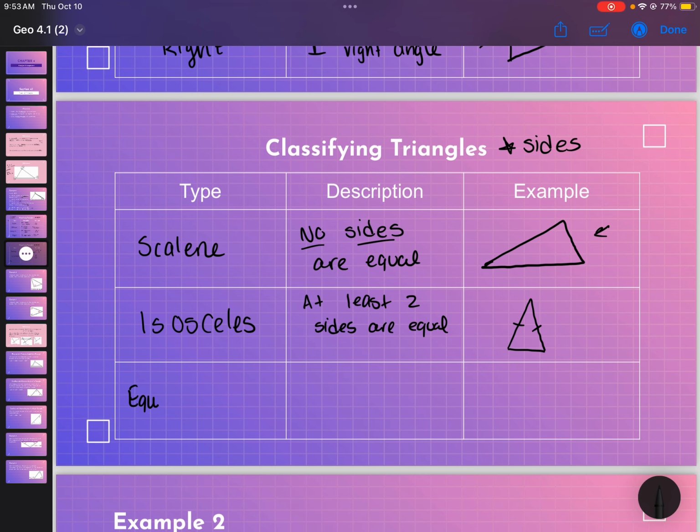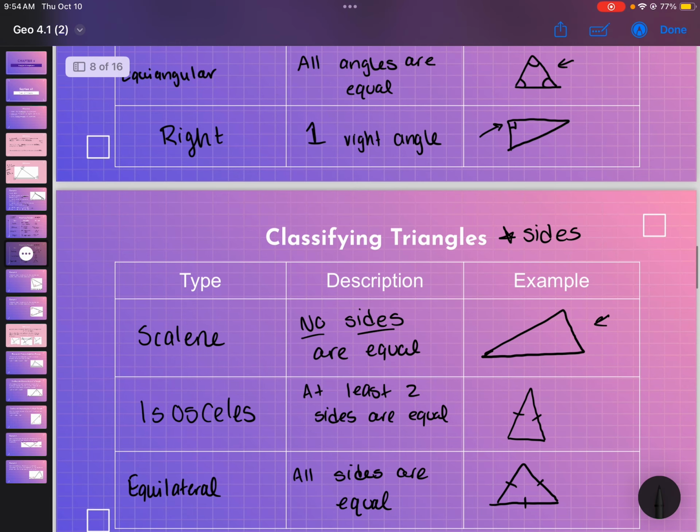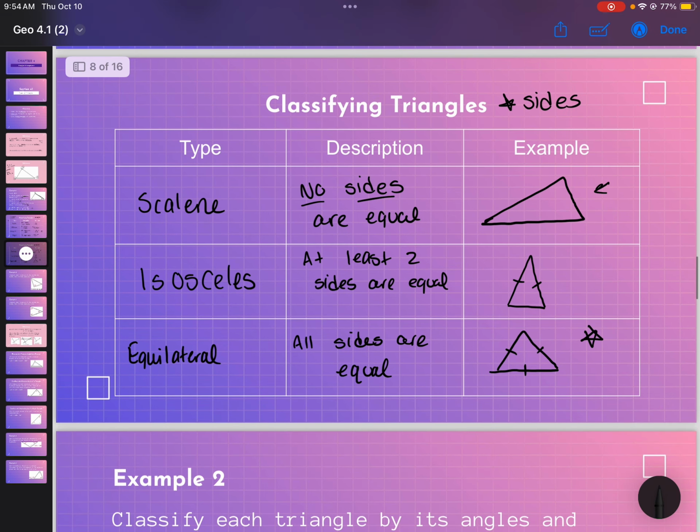And then the last one would be an equilateral. In this one, all sides are equal. And here is our little example for that. Okay, it's not drawn perfectly, but you get the idea. Equilateral and equiangular, kind of popping back up here. Those have to be the same thing. In order for a triangle to be equiangular, it has to be equilateral. In order to be equilateral, it has to be equiangular. So if you know one, you automatically know the other.